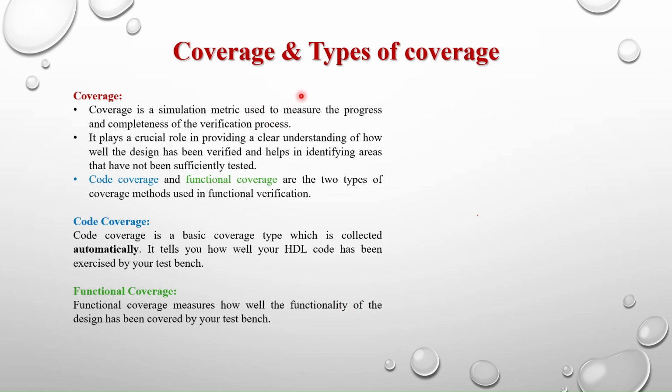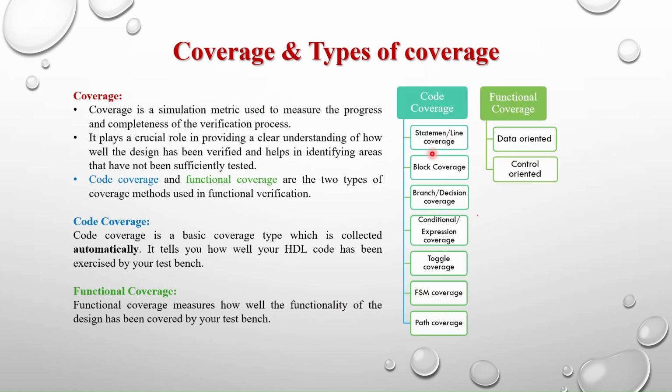So now we will discuss the types of coverage. Here you can see the types of code coverage: statement or line coverage, block coverage, branch or decision coverage, conditional or expression coverage, toggle coverage, FSM coverage, and path coverage. And in functional coverage, we have data-oriented and control-oriented functional coverage. So these are the two types of functional coverage, and those are the types of code coverage. We will discuss each type in detail in the next slides.